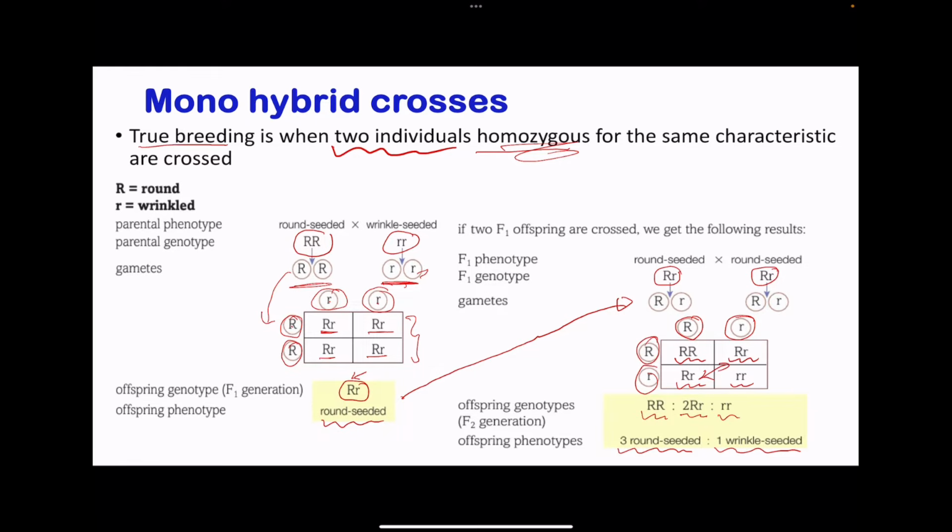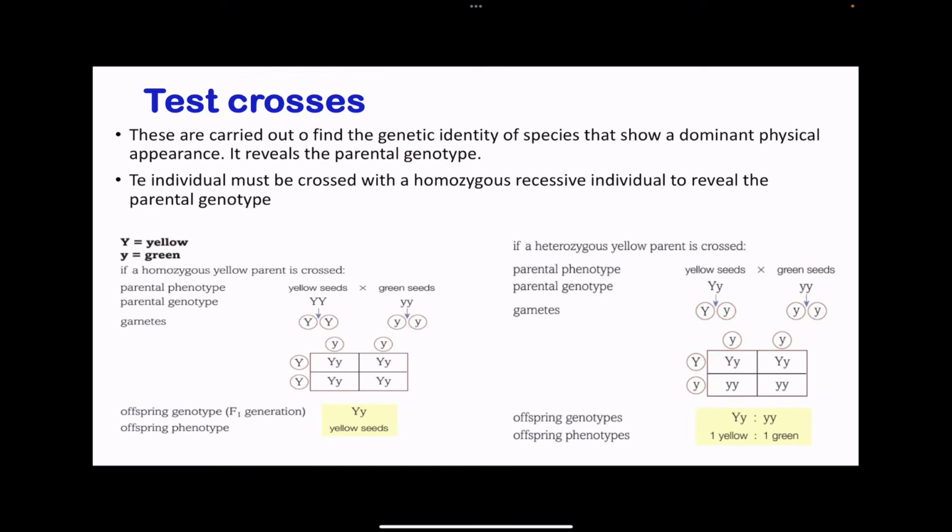To explain again, a monohybrid cross looks at one specific trait during a genetic cross. Now, talking about test crosses, these are carried out to find the genetic identity of the organism that showed a dominant physical trait. For example, if pea plants are tall, you want to find out, are they tall because they're capital T, capital T, or capital T, small t?